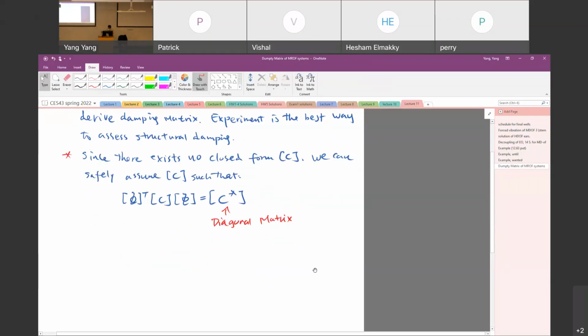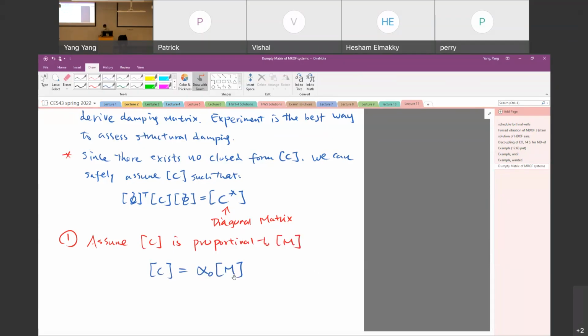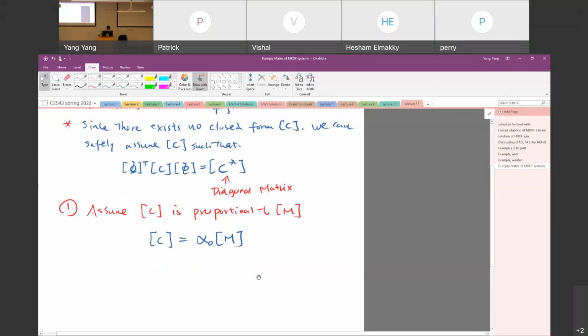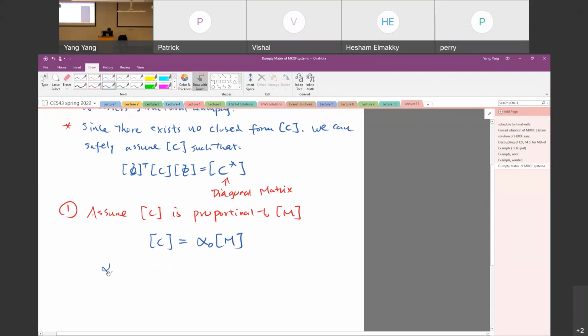And there are several types. The first type is we assume C is proportional to the mass matrix, so that alpha can be found by experiment.